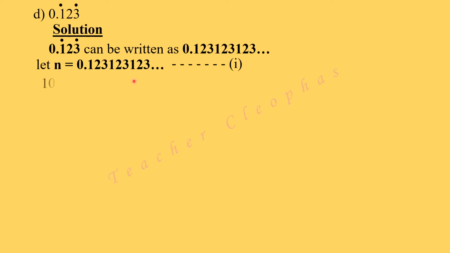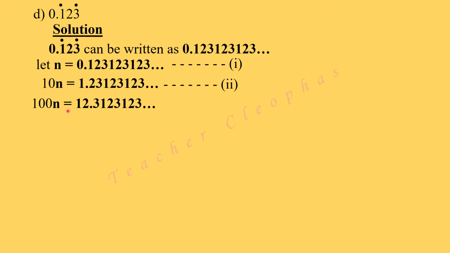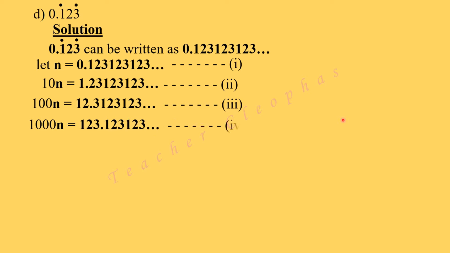Then we multiply by 10 to give us 10n equals 1.23123..., this is our second equation. We multiply again by 10, so it gives us 100n equals 12.3123..., this is our third equation. If we look at the three equations, none of the pairs has a difference that gives us a whole number without the decimal part. So we multiply equation 3 by 10, and this gives us 1000n equals 123.123123..., naming this as our fourth equation.